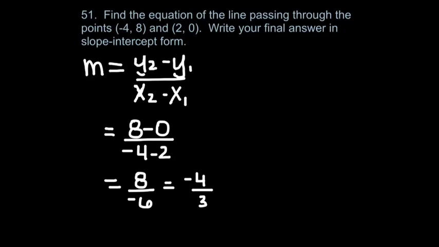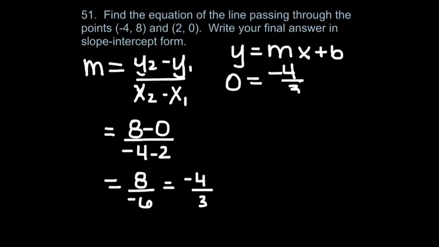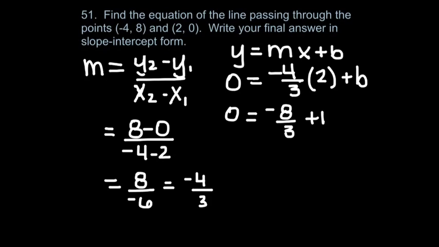I can use either point. It doesn't matter. Either point will calculate the y-intercept for me. I'll just use the 2, 0. It's a lot easier sometimes to just plug a 0 in. So I have y equals mx plus b. Since I'm using the point 2, 0, I would plug the 0 in for y, the negative 4/3 that I calculated in for m, I'm sorry, and the 2 in for x, and then I'm solving for b. So that gives me 0 equals negative 8/3 plus b.